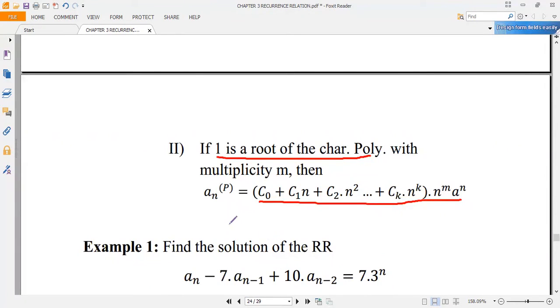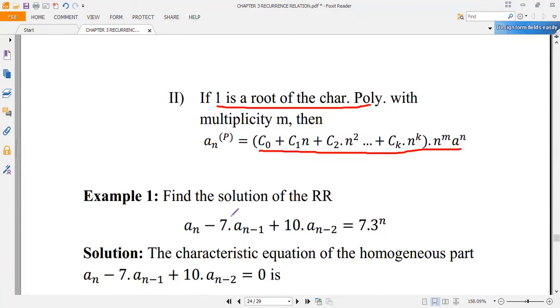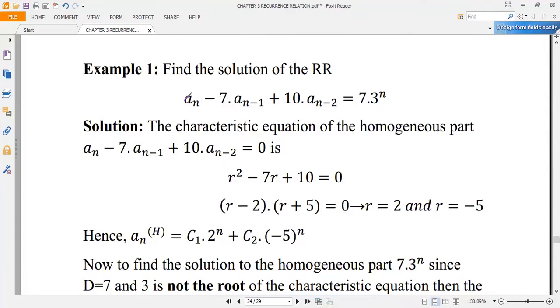So we have seen these three cases. Let's see with an example. The first example is: find the solution of the recurrence relation given by an minus 7 an minus 1 plus 10 an minus 2 equals 7 times 3 to the power of n.